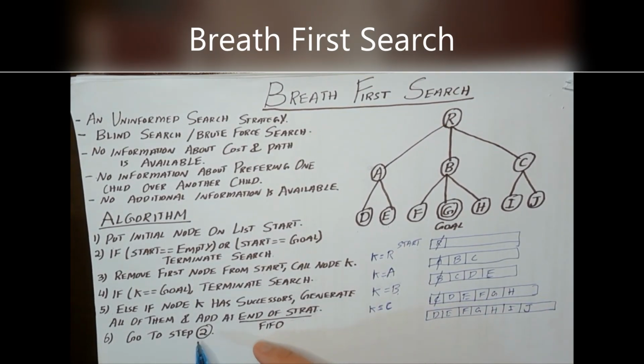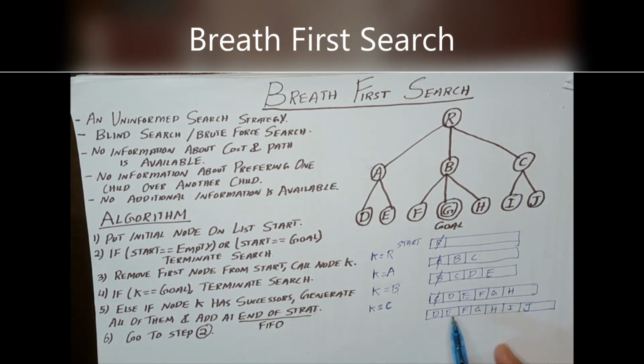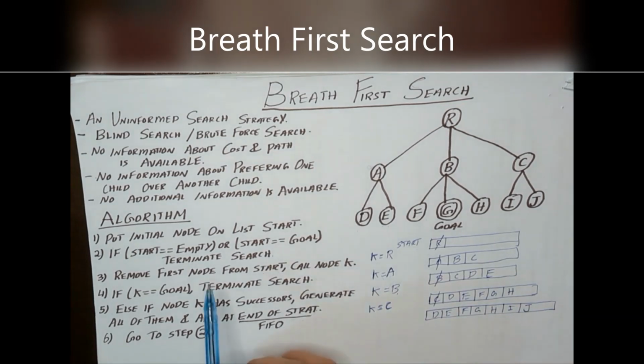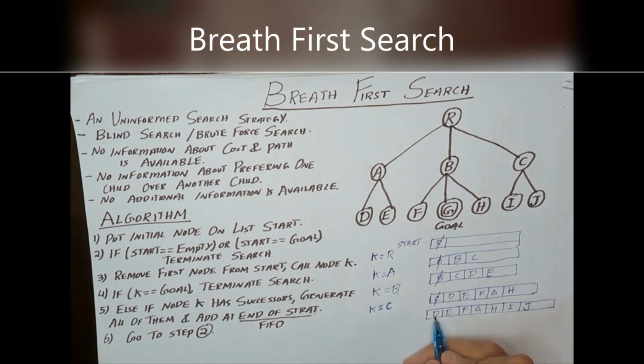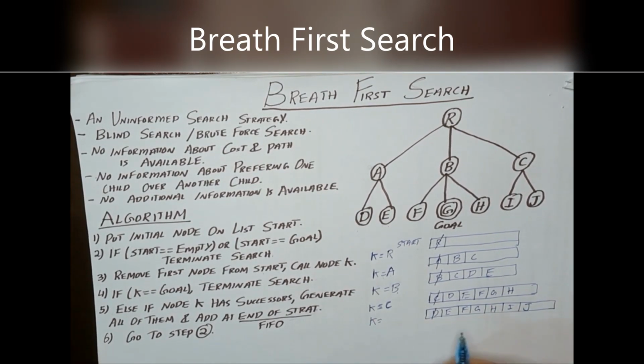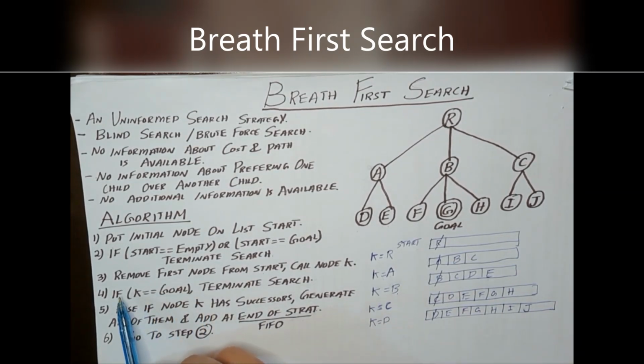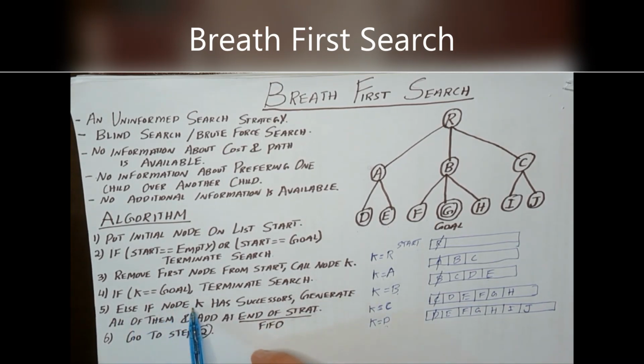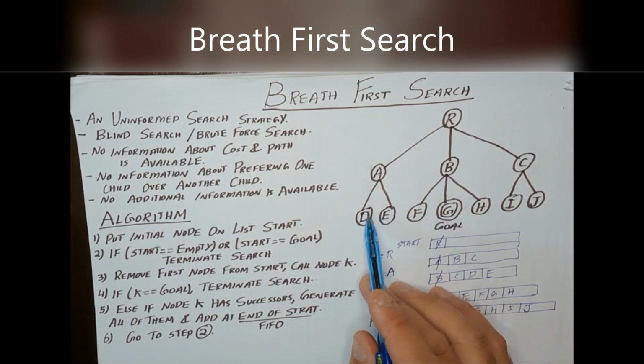We now again move to step 2. Again we will see if start is empty or it is goal, no, this condition is still not true. So we move on to the third one. We will again remove the first node from the start list and we'll assign this value to our variable K. So the new value of K will be D. Again in the fourth one it will see if K is goal, no, it is not goal. Move to the fifth one, we will see, does D have any more successor, no.